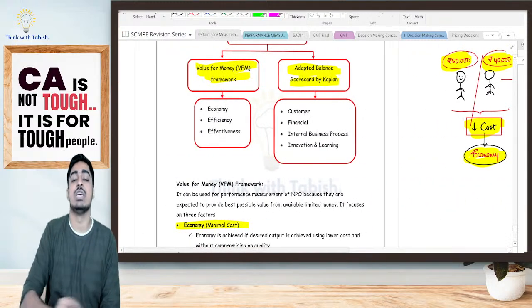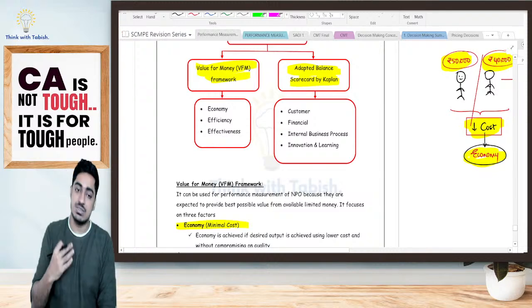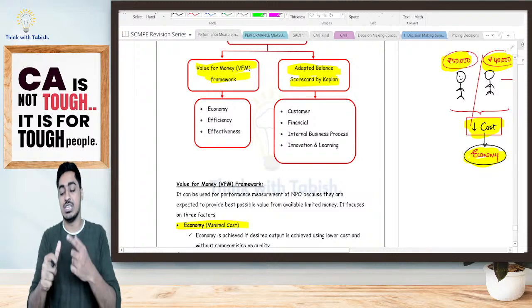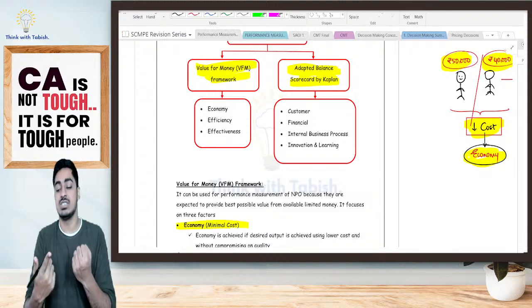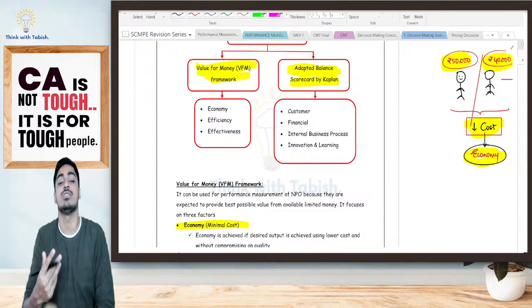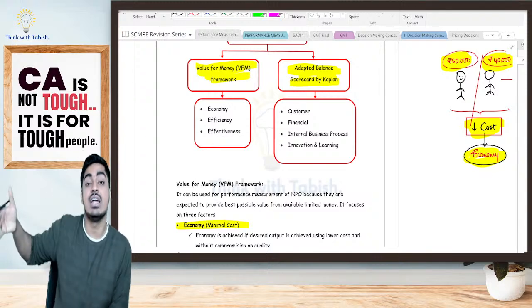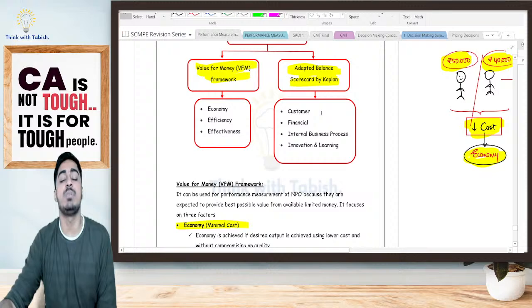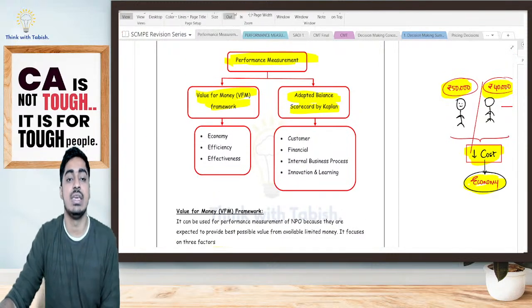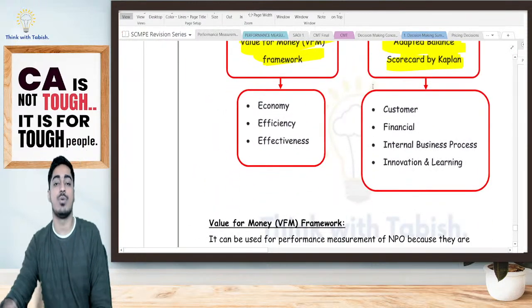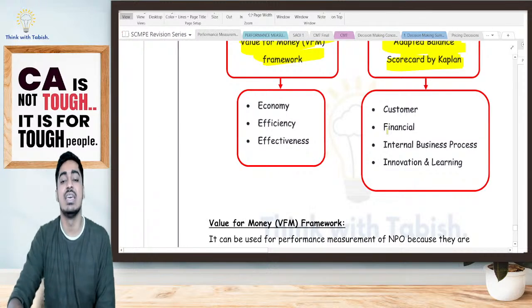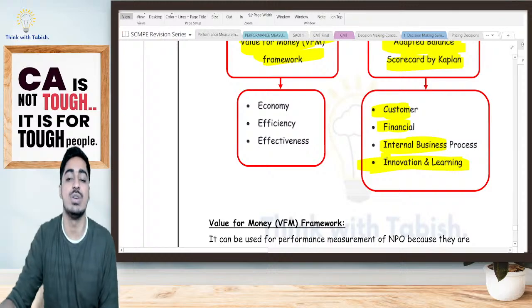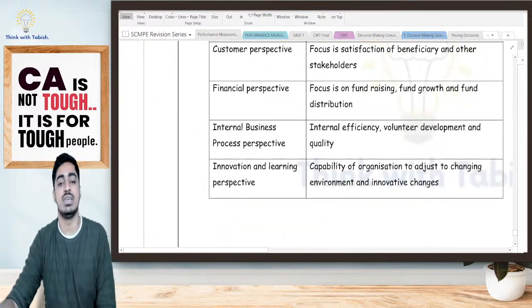So we are telling, in order to measure the performance, we will see the 3 E's. Value for money. Economy, we try to reduce the cost. Efficiency, for the given cost, whatever resources we are getting, try to extract maximum from those resources. And effectiveness, see whether the ultimate objective is achieved or not. Is it clear? Again, we have the adapted balanced scorecard by Kaplan. Same balanced scorecard, whatever we have told, same things again he is telling. Financial perspective, customer perspective, internal business perspective, learning and growth, innovation and learning perspective. Same thing he is telling.